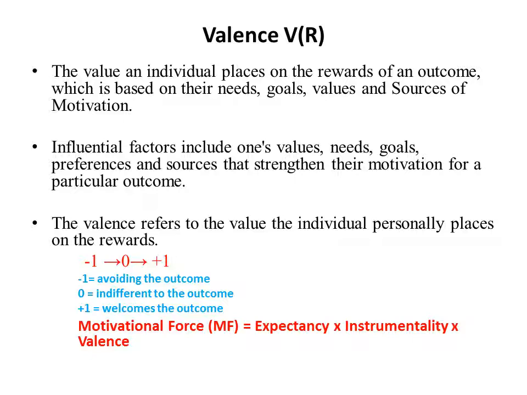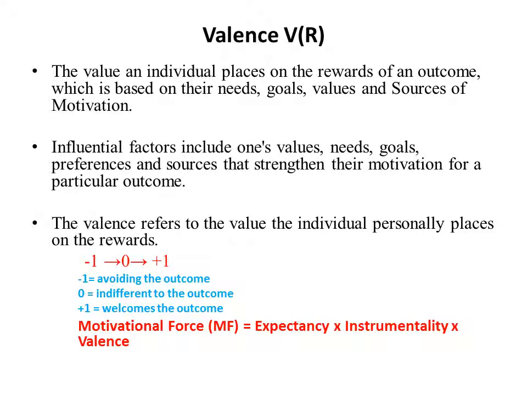Now, all these values are going to be put forward into some points. That is, valence refers to the value the individual personally places on the reward. That means -1 indicates avoiding the outcome, 0 is indifferent to the outcome, and +1 welcomes the outcome. So in short, as a summary in one sentence, we can say that the motivational force is equal to expectancy times instrumentality times valence.